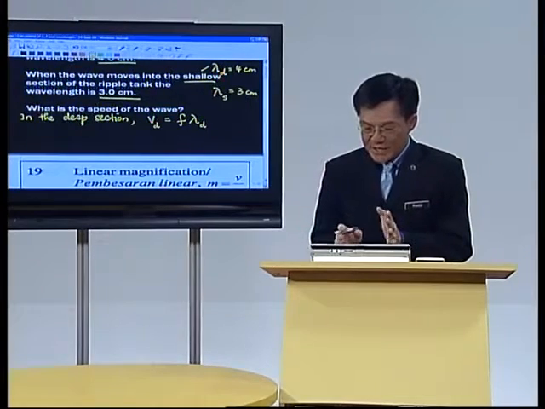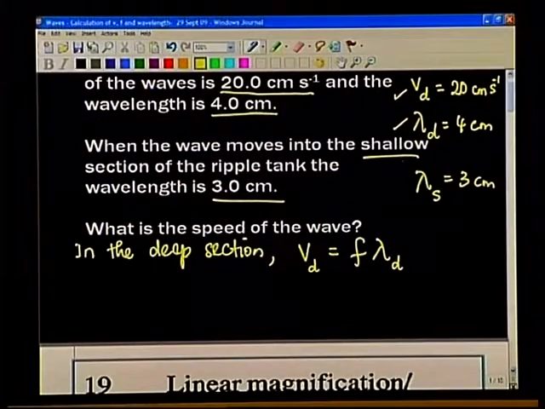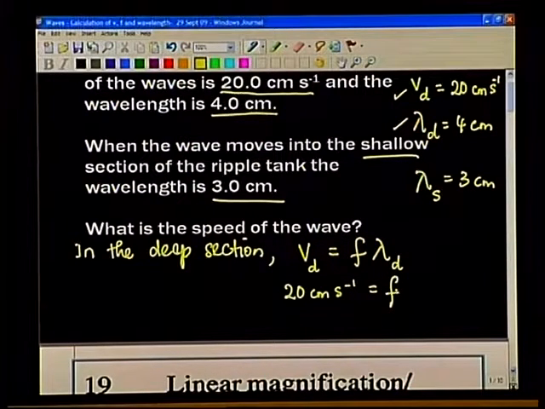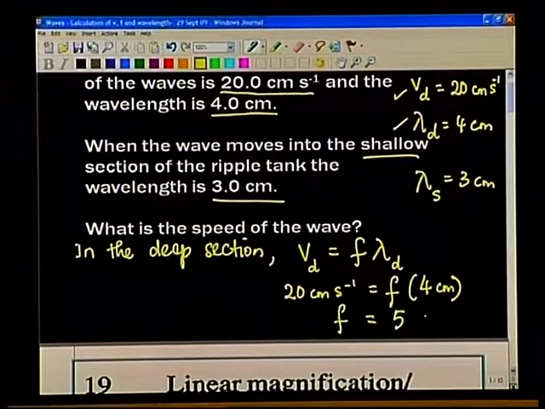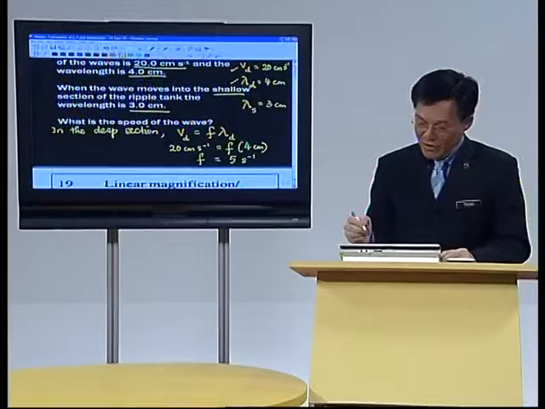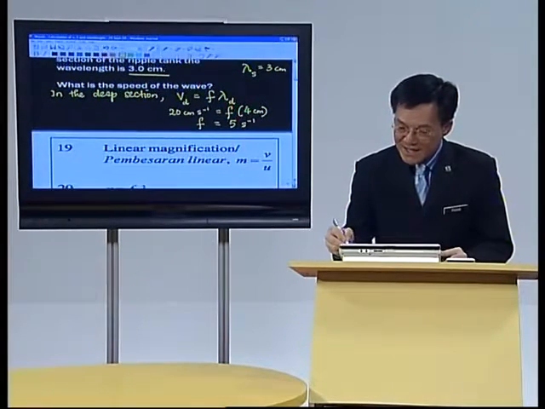Good. So now, from this first equation, I will work out the value for F. Alright, what is VD? 20 centimeters per second equals frequency multiplied by lambda D. Lambda D is 4 centimeters, the wavelength in the deep section. So from this equation, the frequency is 20 centimeters per second divided by 4 centimeters. I would get 5 hertz or 5 per second. If you write down 5 per second, it is perfectly alright, or 5 hertz. So far so good? Alright, now we will proceed and answer the next section.